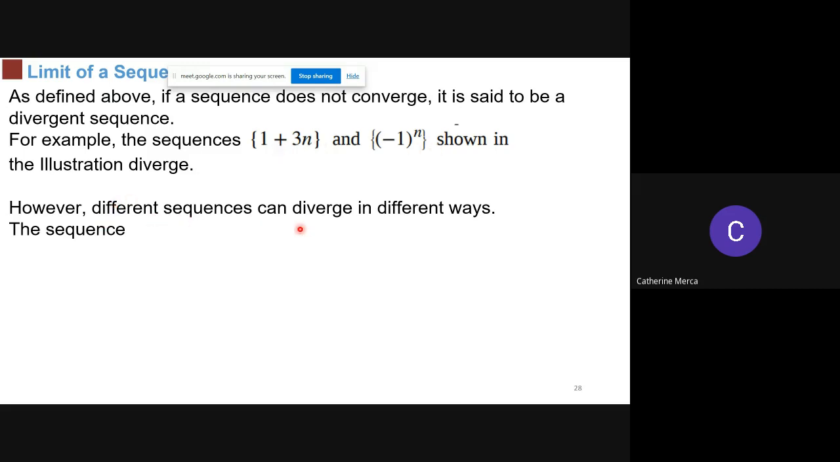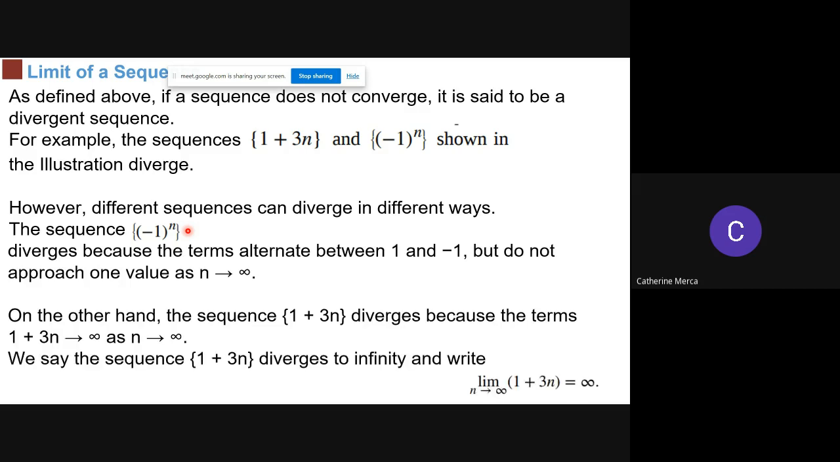However, different sequences can diverge in different ways. So how is that? This sequence, negative 1 to the n, alternately positive, negative, it just jumps around 1. When n equals 1, you will have negative 1. When n equals 2, you will get positive 1. So this one diverges because the terms alternate between 1 and negative 1, but do not approach a value as n approaches infinity.